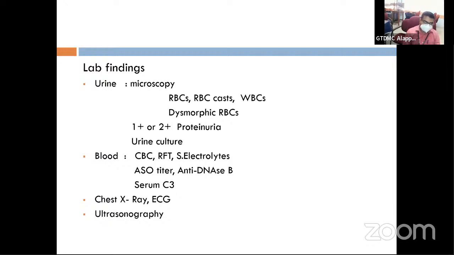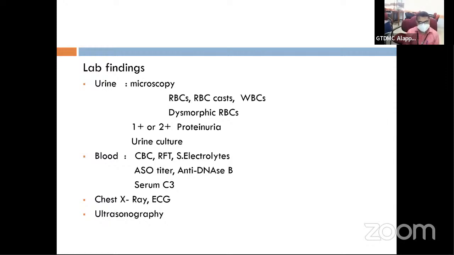So in CBC we usually get anemia, and ESR may also be elevated because of the inflammation. Elevated ESR is also a usual finding. And RFT, blood urea and creatinine, are usually elevated in glomerular nephritis because of the reduced GFR. It indicates a reduced GFR, with elevated blood urea and creatinine.